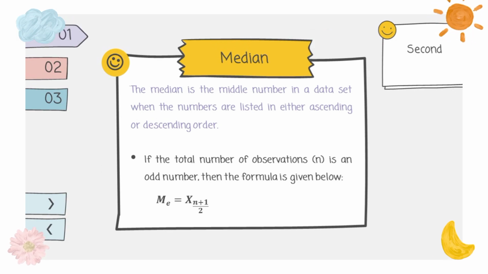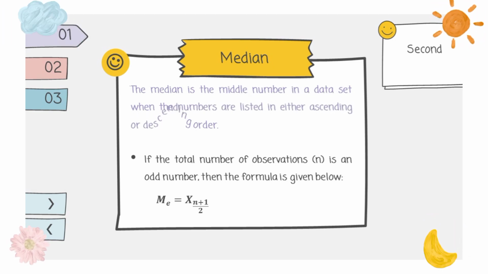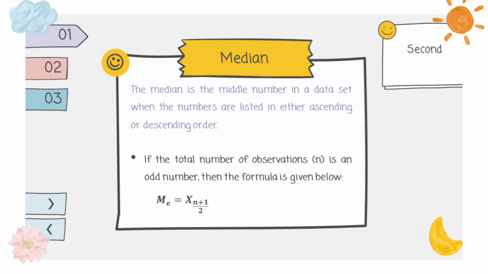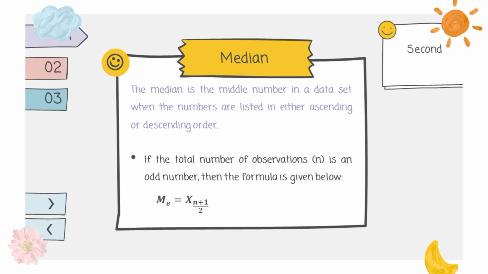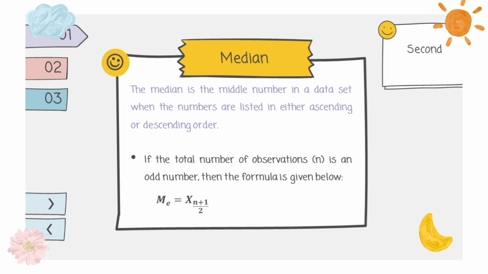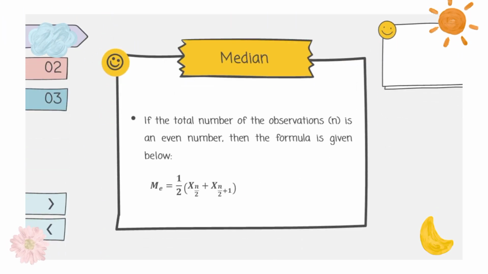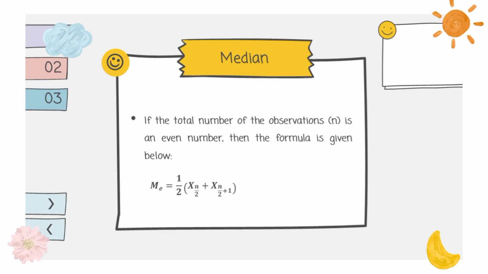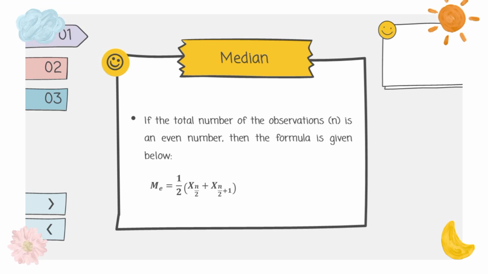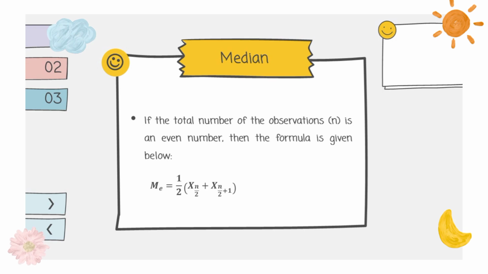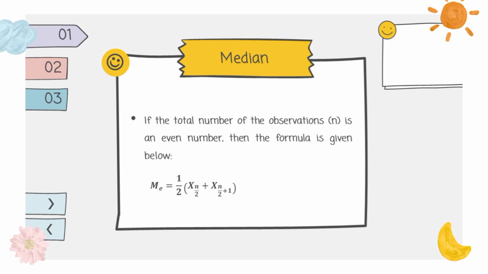The second is median. The median is the middle number in a data set when the numbers are listed in either ascending or descending order. So the median has two kinds of cases. First, if the total number of observations, or n, is an odd number, then the formula is given below. So median is x of (n plus 1) divided by 2. And the second is if the total number of observations, or n, is an even number, then the formula is given below. Median is 1/2 times x of n divided by 2 plus x of (n divided by 2 plus 1).